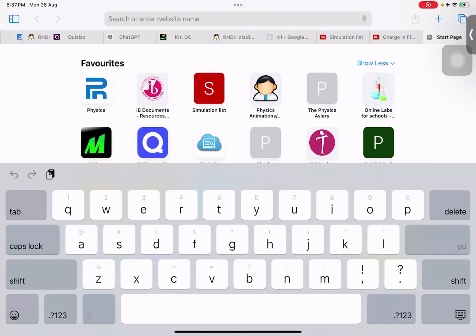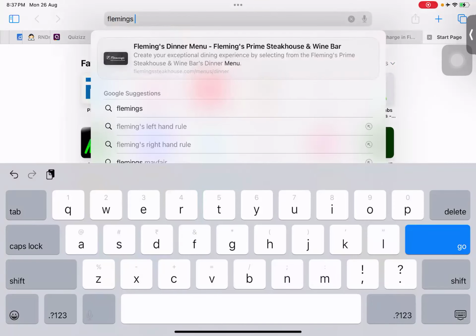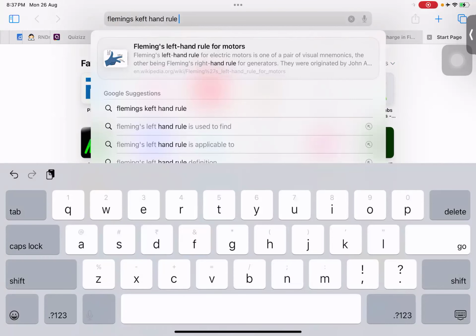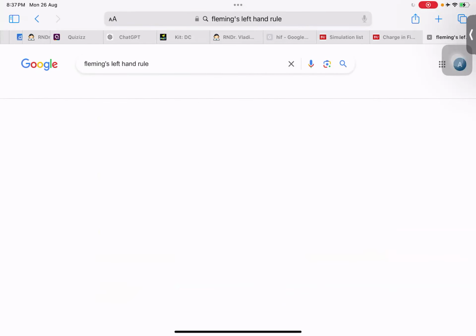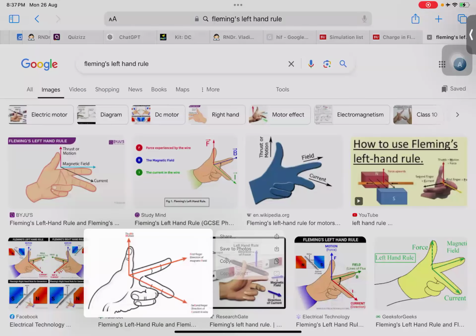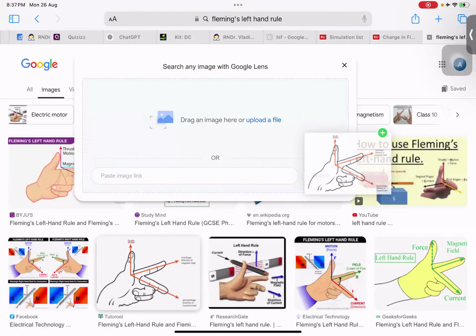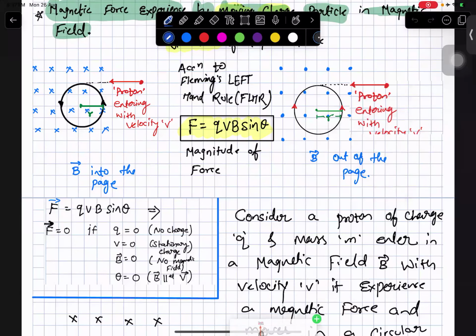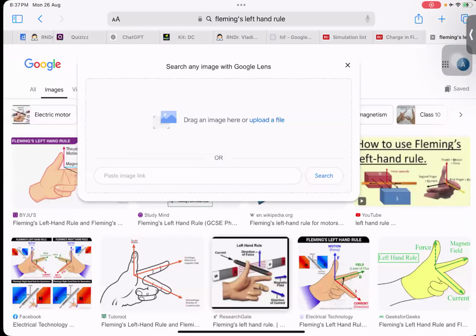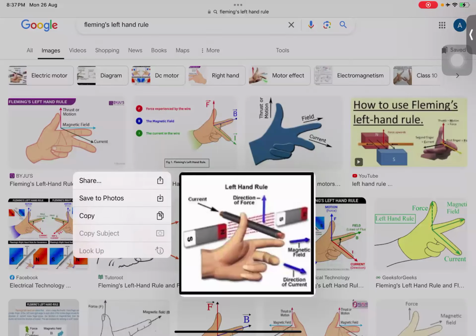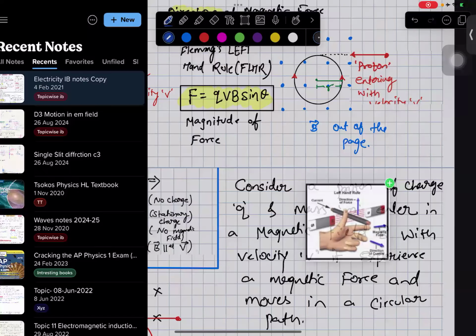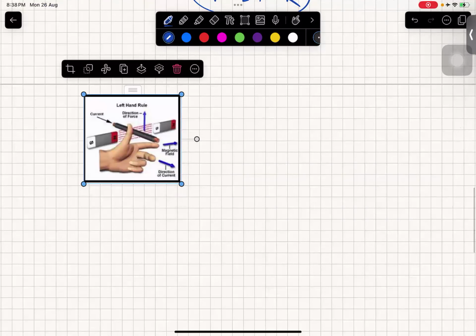So I put Fleming's left hand rule, and as you can see the images, right? And I'm going to pick this. So force, motion: force is thumb, field strength is index, and middle finger is current. This one is better because I'm going to use this.